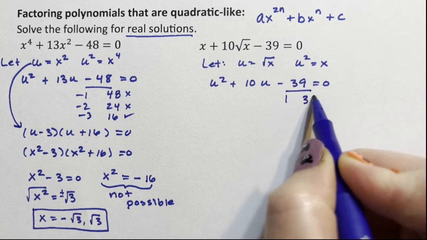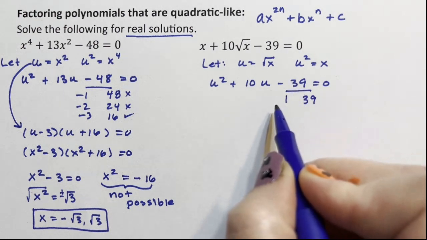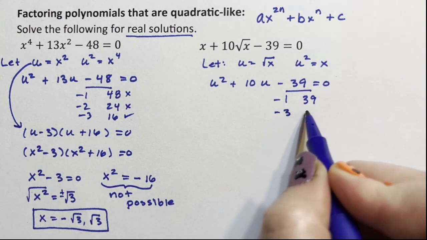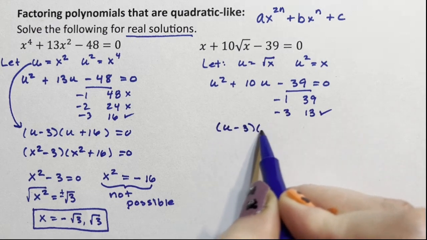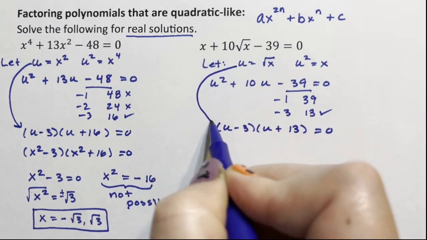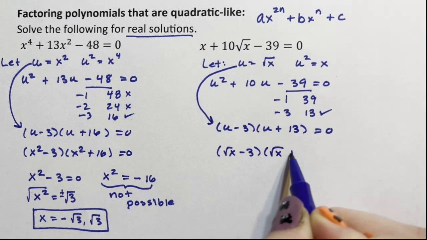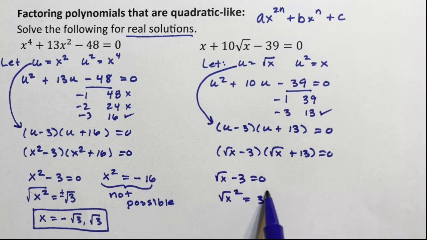Again, 1 and 39. 39 is negative, so the signs have to be different. 10 is positive, so negative 1 and 39, no. Negative 3 and 13. There we go. u minus 3, u plus 13. And now we will come back and say the square root of x minus 3, the square root of x plus 13. Square root of x minus 3 equals 0 when the square root of x equals 3. Square both of these, and x is equal to 9.